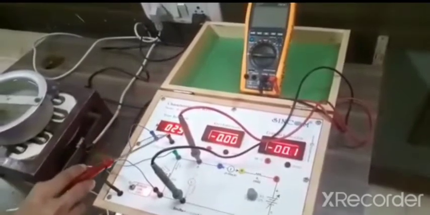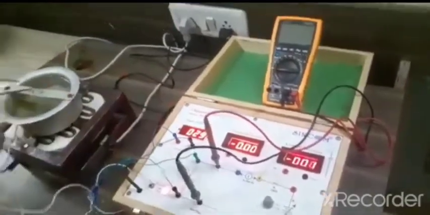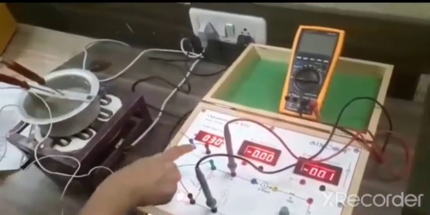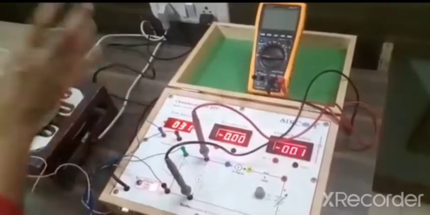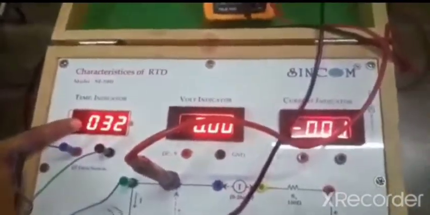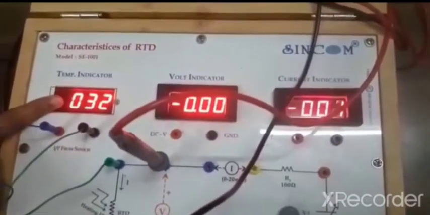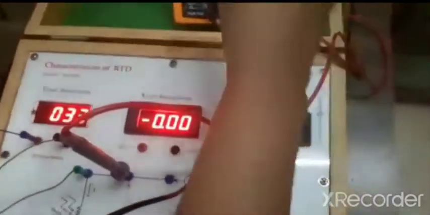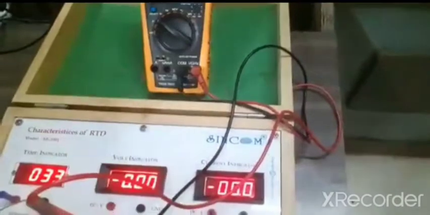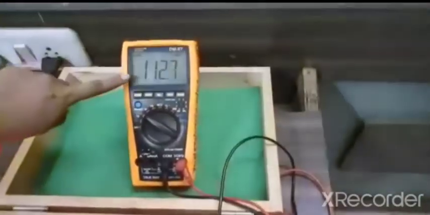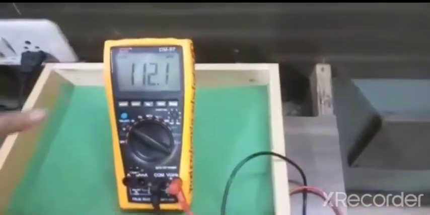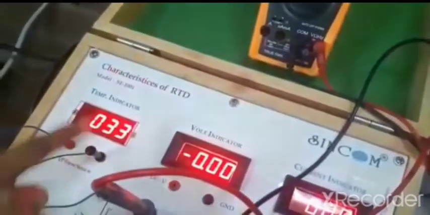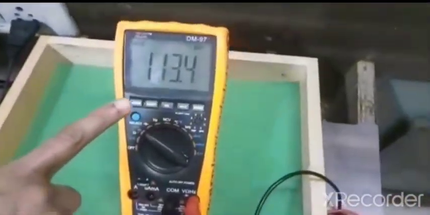Okay, let us start the experiment. First we have to start the heater. Switch on the heater. Right now the temperature is 32 degrees centigrade, which is the room temperature, and it has been displayed here. The corresponding resistance is 112. It is fluctuating, 112.1 ohm. Note down these values in the observation table.